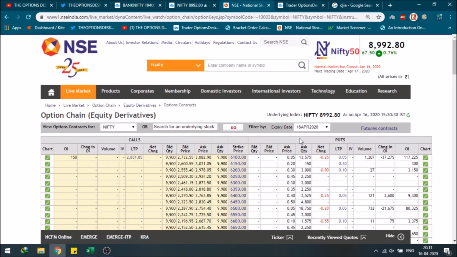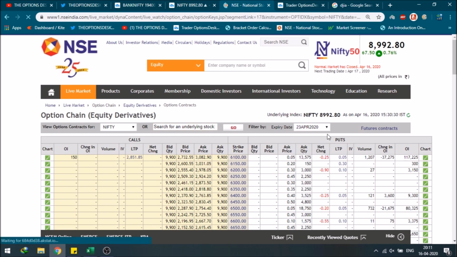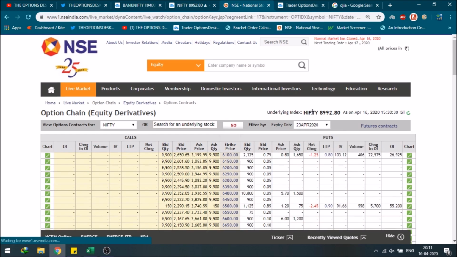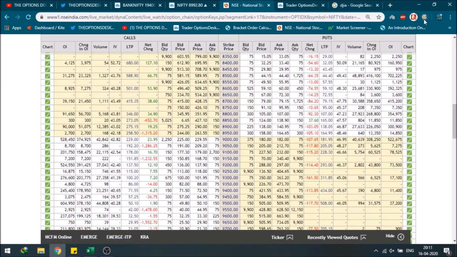As you can see, this is the expiry of 16th April. Now we'll change it to 23rd April, that is the next expiry, as today's day is already over. Once the option chain is loaded, we will focus on this particular zone. We closed at around 8992. So at 8950 we are in the money contracts, and at 9000 we are at the money contracts.